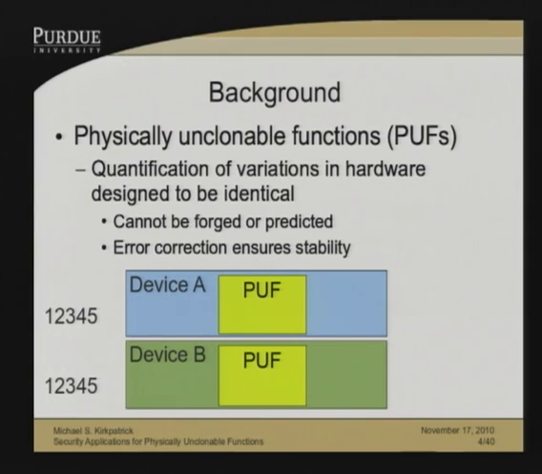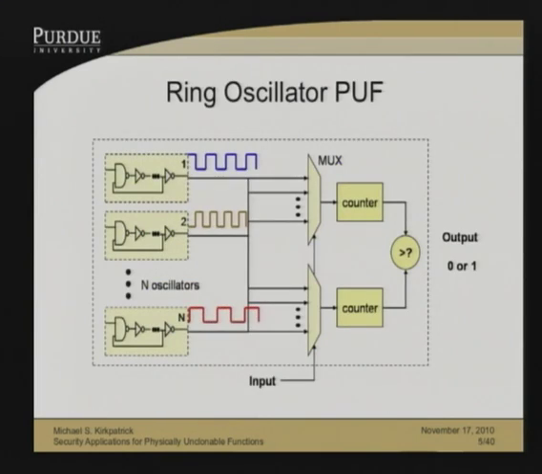But from a very high level, this is what it looks like. You have 2 devices that are designed to be identical. And you provide a certain input to both devices. And if the input is identical, you're going to get different responses. And again, the only way that you can actually determine what that is going to be is by actually executing the PUF.